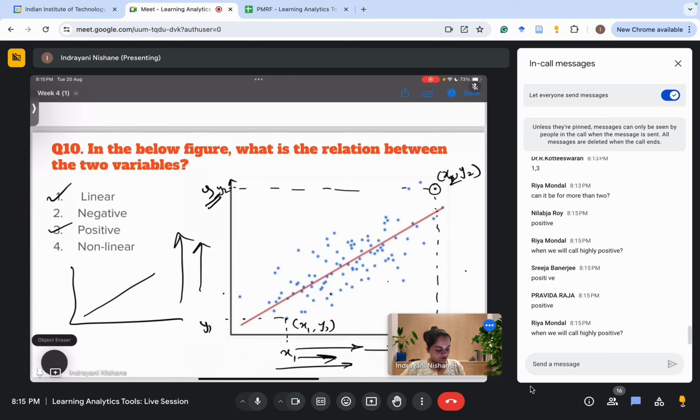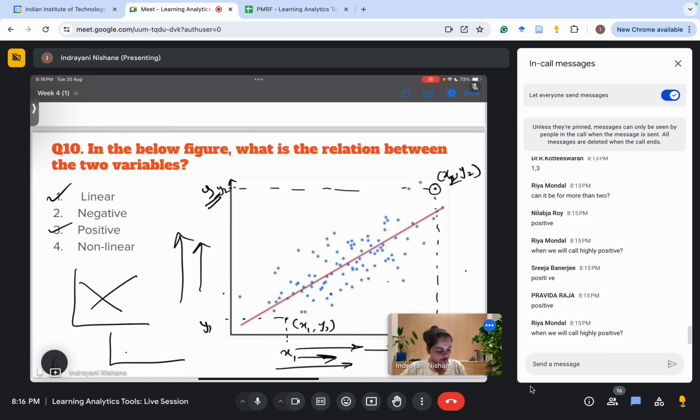Now just highly positive will be this, positive will be this, which is also positive. We are increasing x value, and y value is also increasing, right? But this is highly positive, a little increase in x value is resulting in a significant increase in y value, right? So that's highly positive. And similarly, this is negative, this is positive.